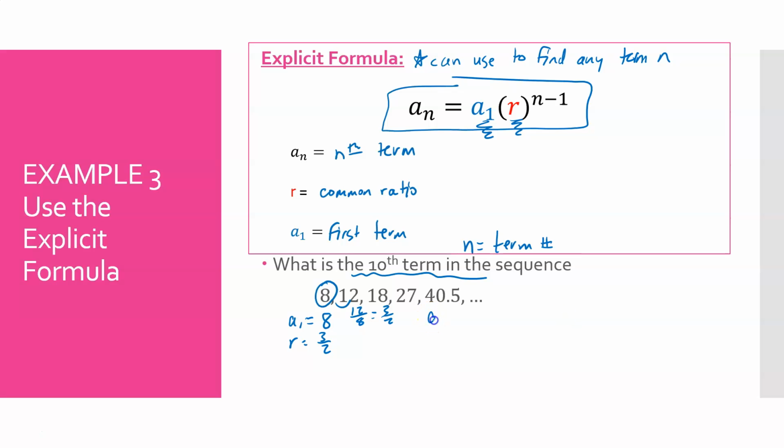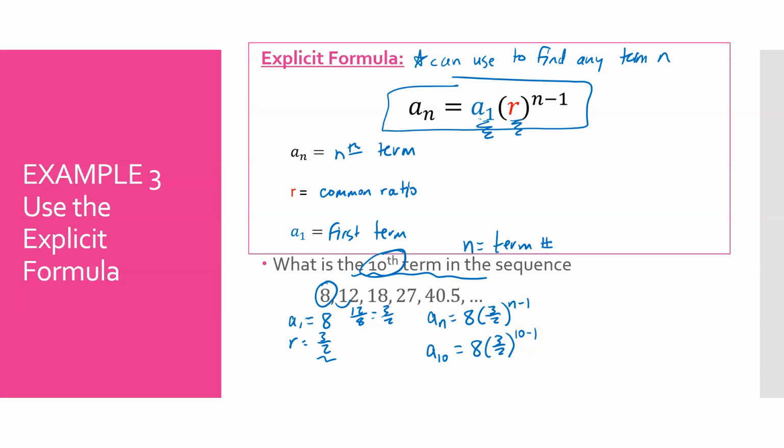So if I'm using the explicit, I would write a sub n equals that first term, which is 8, times r, which is 3/2, to the n minus 1. That's my explicit formula. Once I have that, if they want me to find the 10th term, I would just type in 10. So 8 times 3/2 to the 10 minus 1.